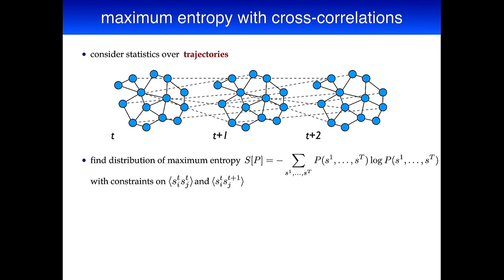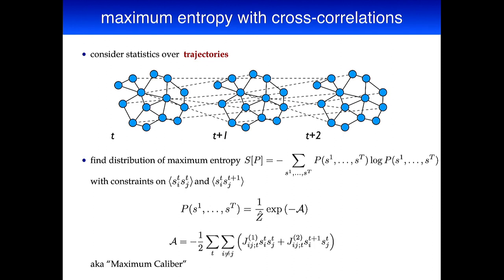And if we do this, the kind of action that we get looks like this. Using the same trick of maximum entropy, you get an exponential form, and here you get these Lagrange multipliers that essentially enforce these constraints, called J1 and J2. It looks like a complicated formula, but it's essentially the same thing as before, except that we added these links between neighbors across two different time points. You can view it as unfolding the network in the time direction. And by the way, this is also called maximum caliber when applied to this time direction.